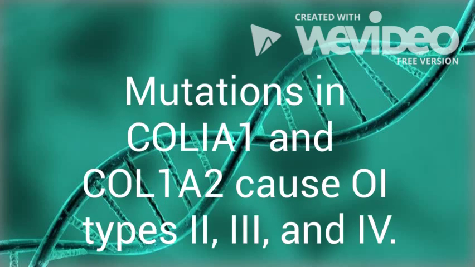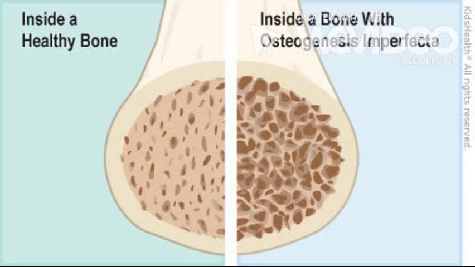The more severe types of osteogenesis imperfecta, such as types 2, 3, and 4, occur because of mutations in either the collagen 1A1 or collagen 1A2 gene. Mutations of these genes usually change the structure of type 1 collagen.